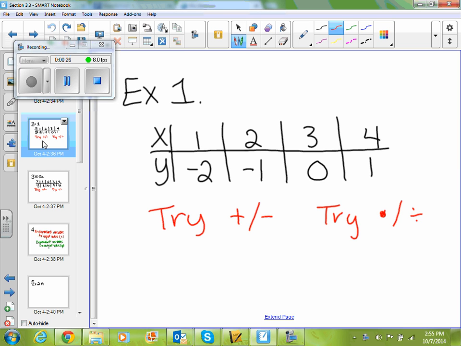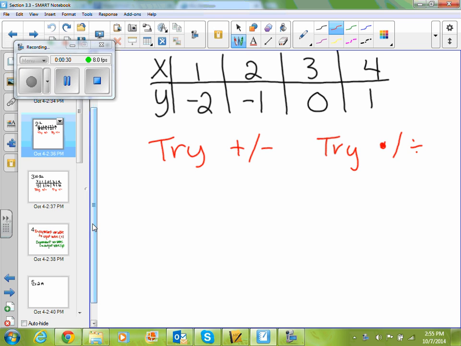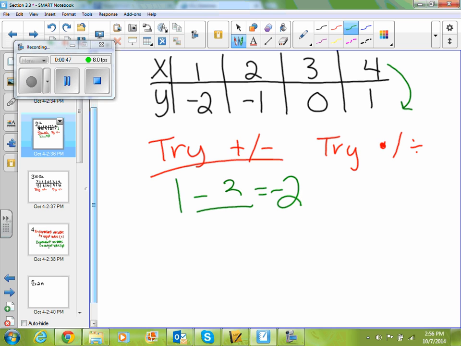So if I want to find my function rule, the easiest way to start is by trying addition or subtraction. Okay, so I'm going to take my x value, which is 1. I need to do something to it to change it into my y value of -2. We're always taking our x's and trying to figure out how to get to our y's. So we would subtract 3. Okay, so you always start with addition or subtraction. If that doesn't work, then we move on to multiplication or division. Okay, so -3 is my function rule.